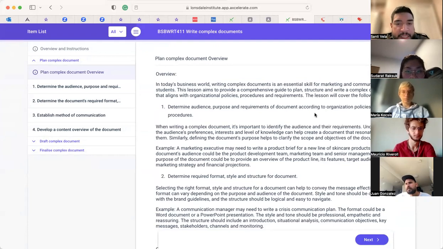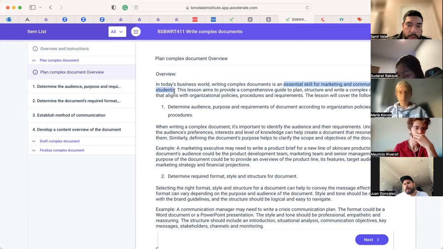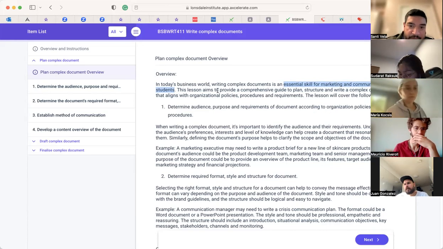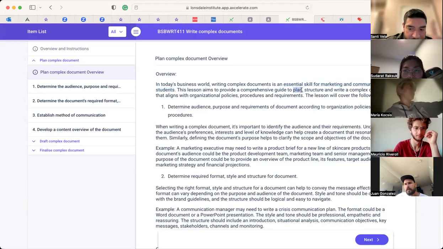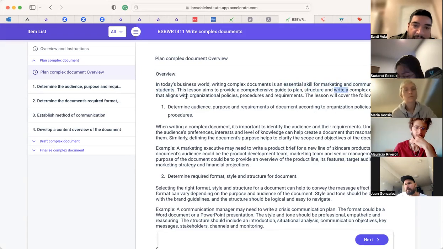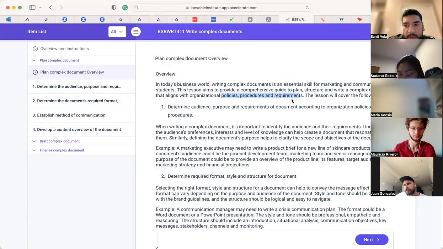In today's business world, writing complex documents is an essential skill for marketing and communication students. It's essential. It's not negotiable. You need to be ready to write business documents. Now, this class, this lesson, aims to provide a comprehensive guide to plan. Look, plan first, structure second, and write the complex documents that align with organizational policies, procedures, and requirements. Look, we already talked about this.